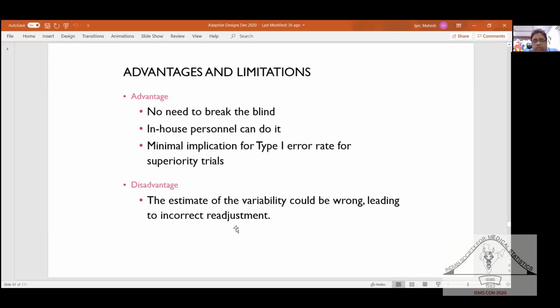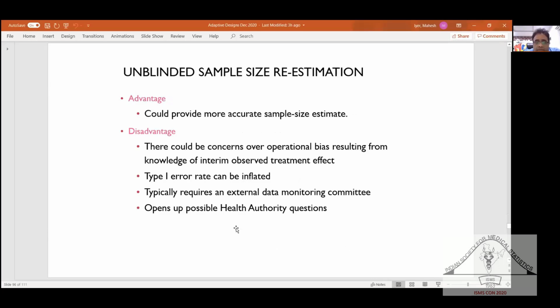So I'm not going to worry too much about the blinded part. That's simple enough. Let's look at how we do the unblinded sample size re-estimation. Now, what we are going to do is only fix the statistical part. There are lots of other problems.